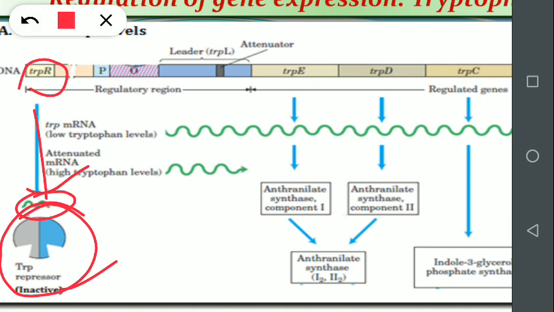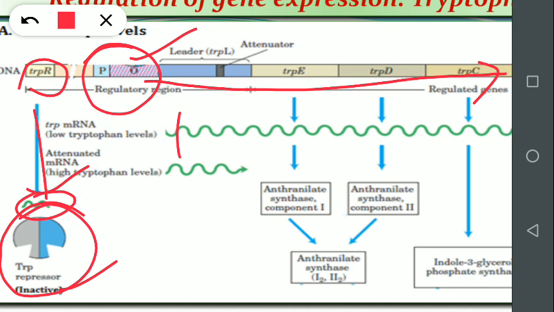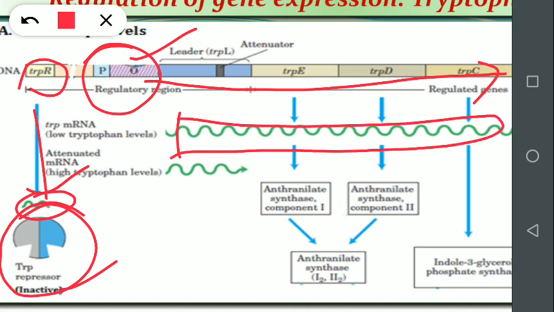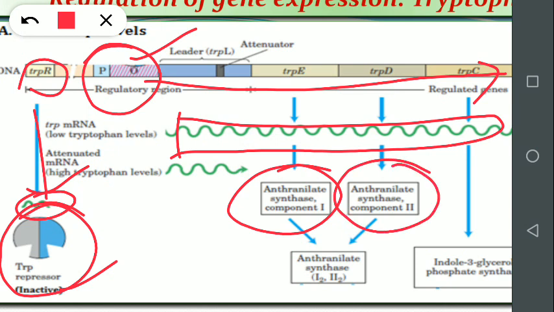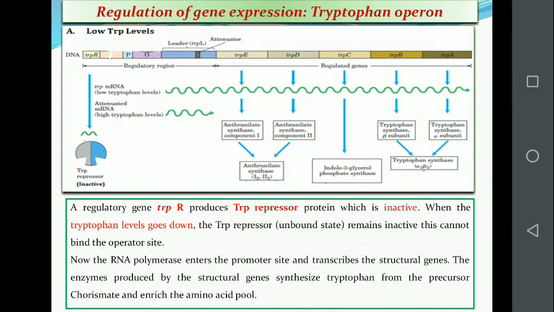Then what happens? Because of that, the operator is free, the promoter is occupied by RNA polymerase that transcribes the structural genes, and we will get a polycistronic mRNA. From the polycistronic mRNA, what happens? We will get 5 products. So this is the first enzyme component 1, and this is the first enzyme component 2. Now these two polypeptide chains combine to form enzyme 1. Okay, enzyme 1.